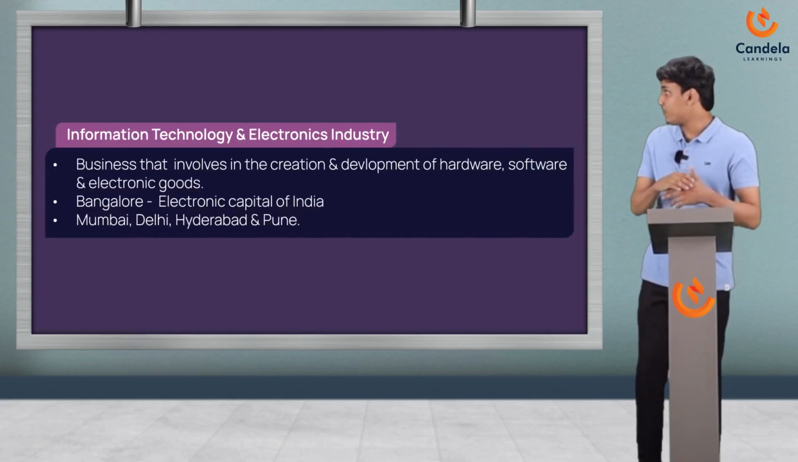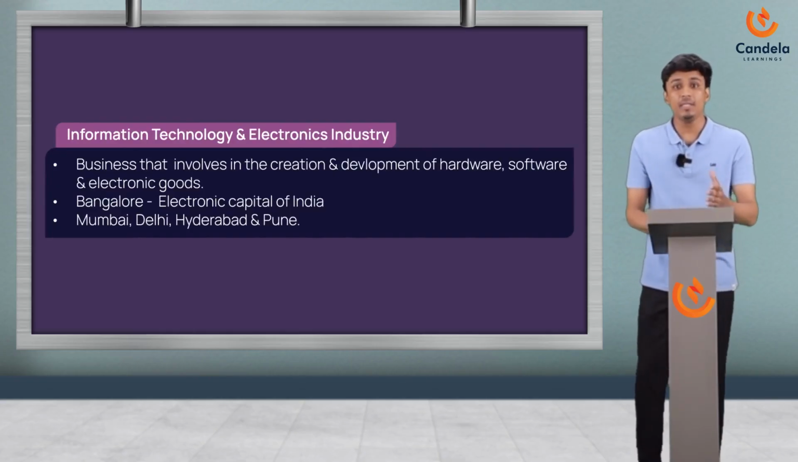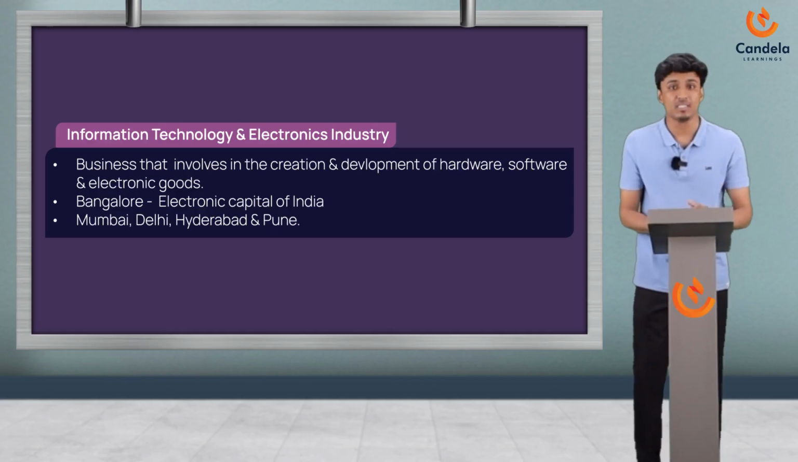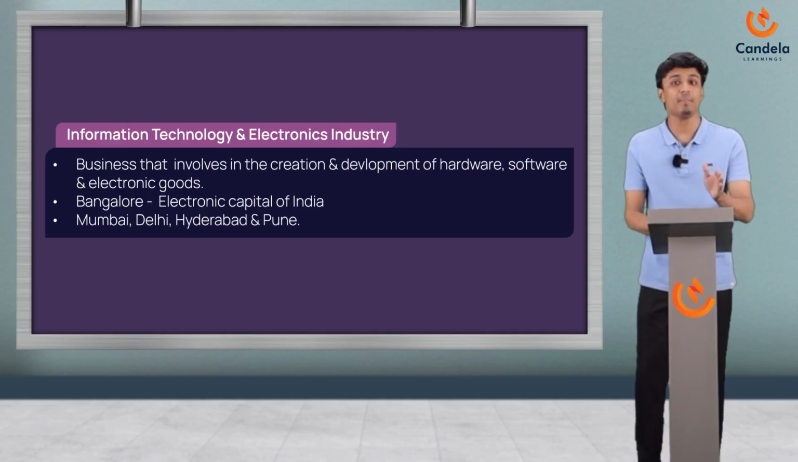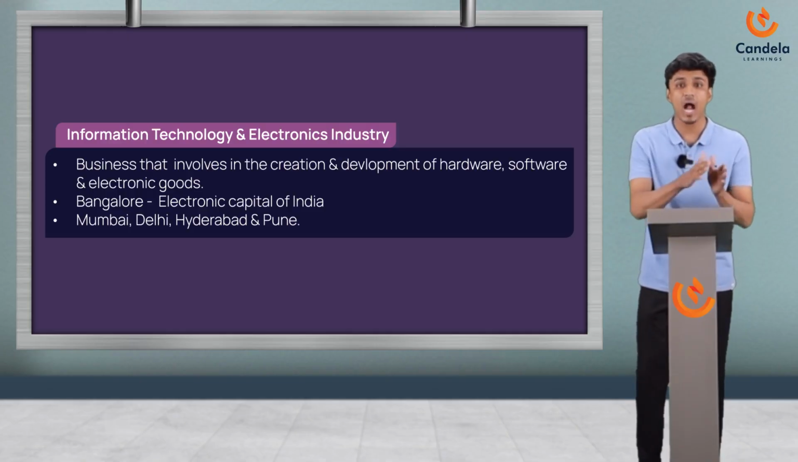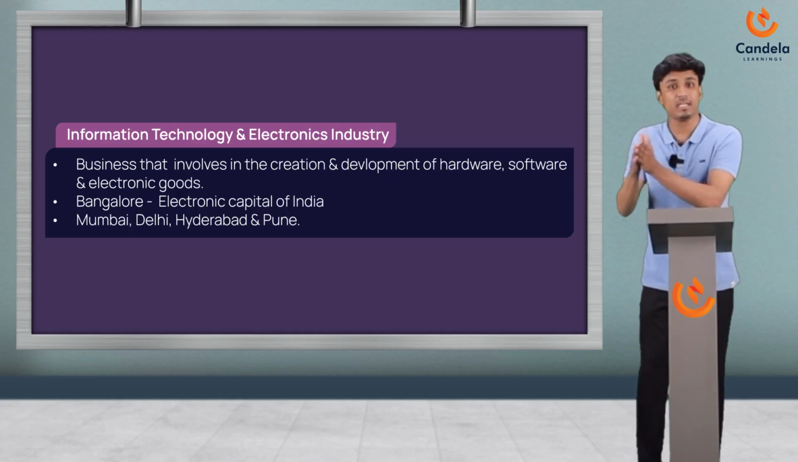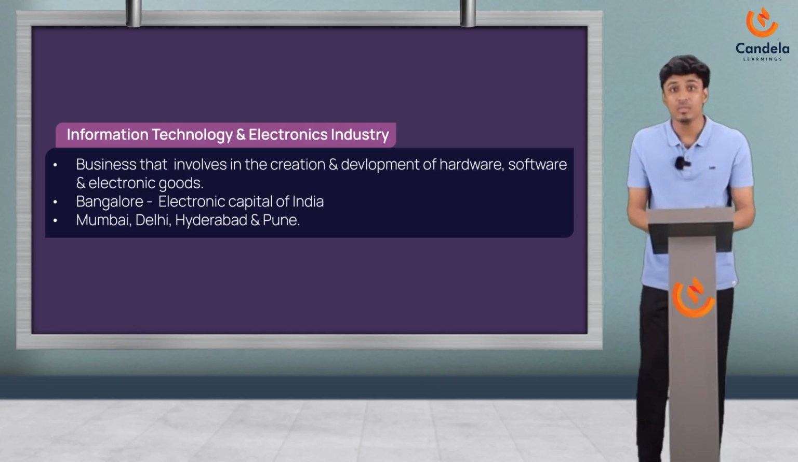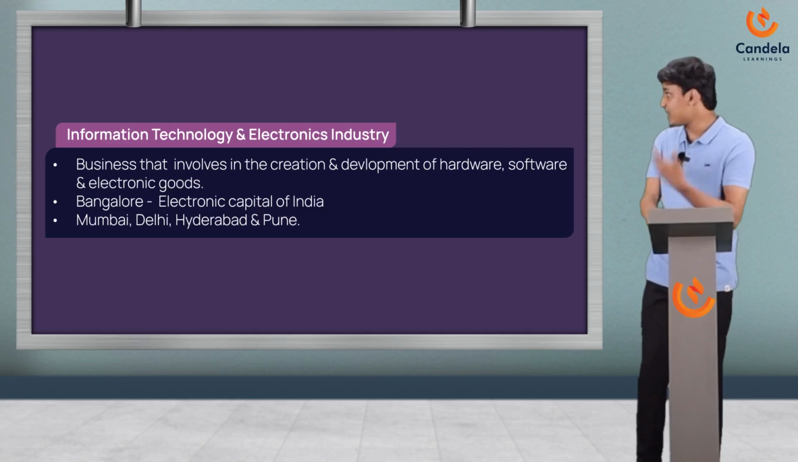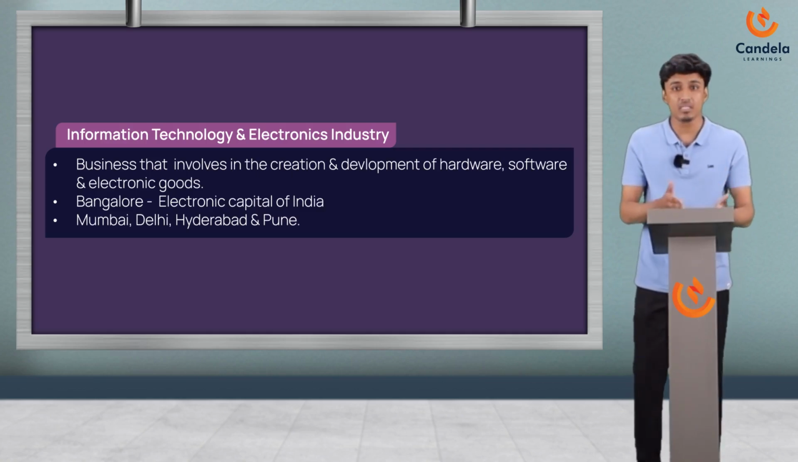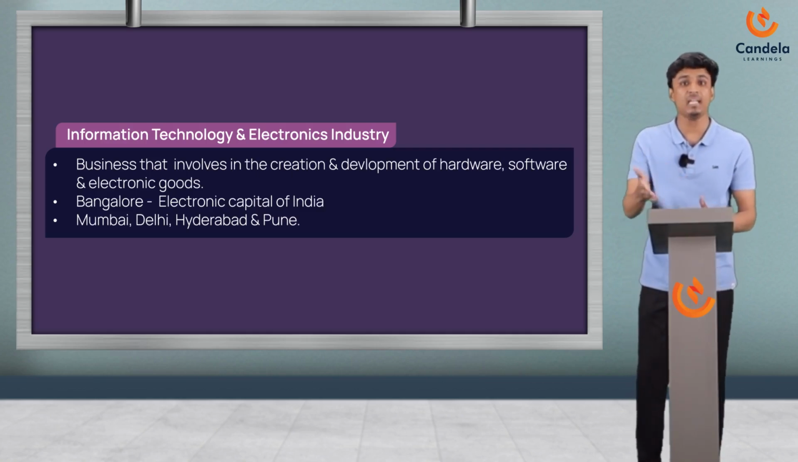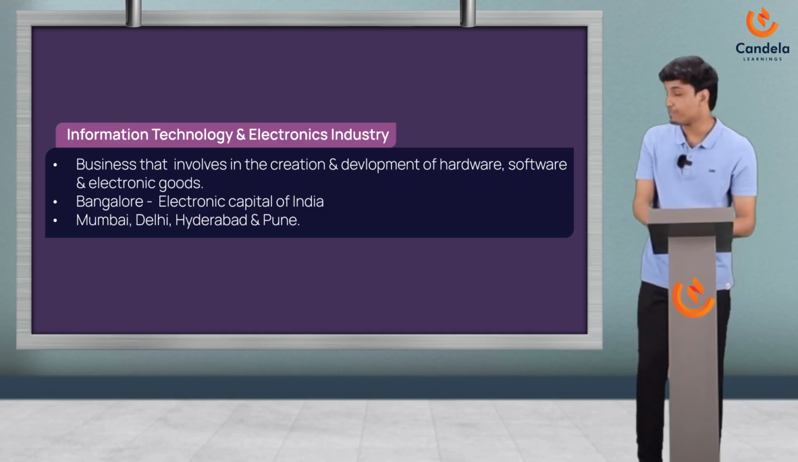Now, talking about information technology and electronics industry. By looking at the first point itself, I think you can make out what kind of industry this is. This business is involved in the creation, development, and manufacturing of hardware, software, and electronic devices. And Bangalore, the capital of Karnataka, is known as the electronic capital of India. Last, I mentioned some places which have important centers of electronic goods: Mumbai, Delhi, Hyderabad, and Pune.